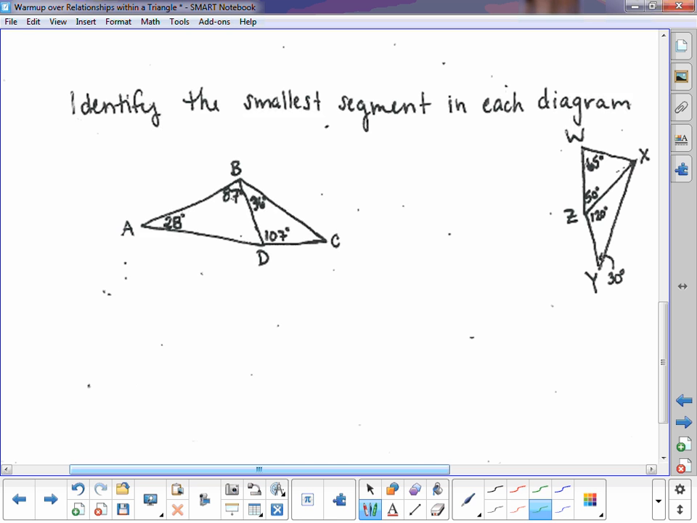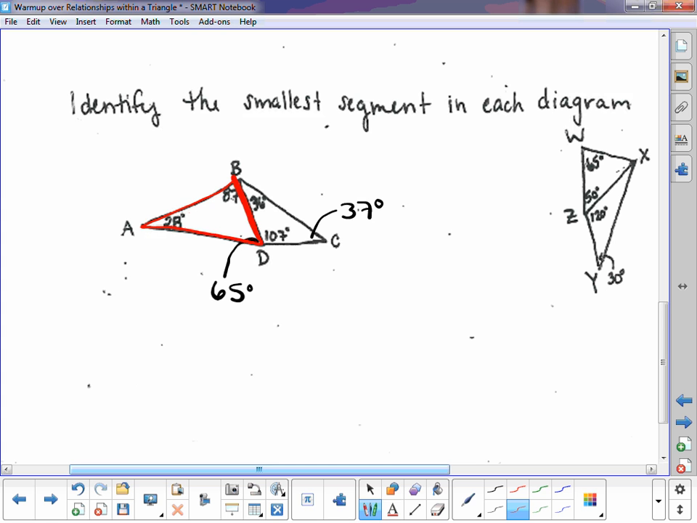Alright, so I'm going to go ahead and have you guys help me out in filling in our remaining angles. What was angle BDA? 65. 65? Give me thumbs up if you agree with that. Okay, so make sure there's a majority. And what was angle C? 37. Okay.